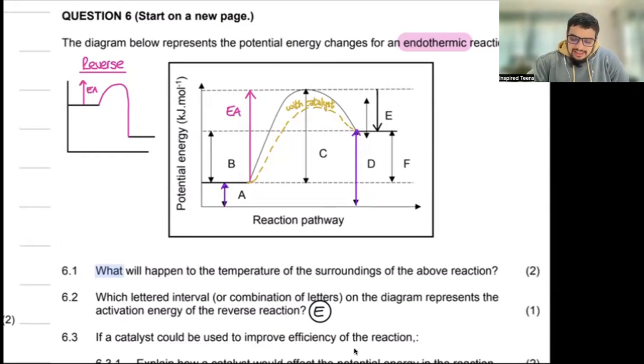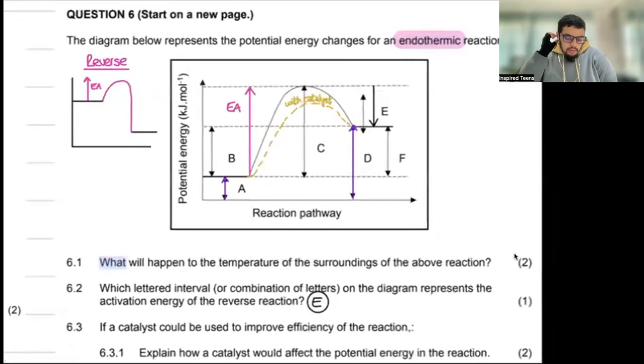Okay, we have a question. What does E represent again? E. Okay, so for 6.2, right? Let's just discuss it without discussing 6.2. What does E itself represent?